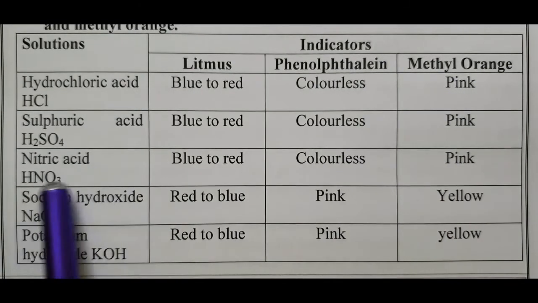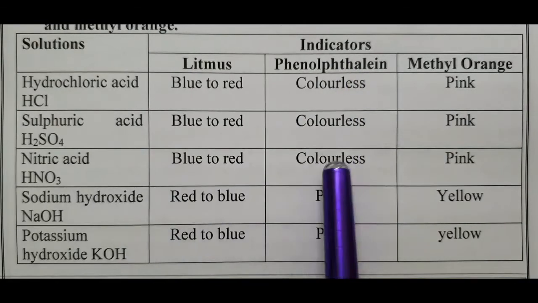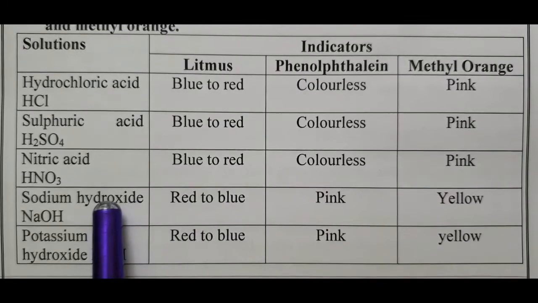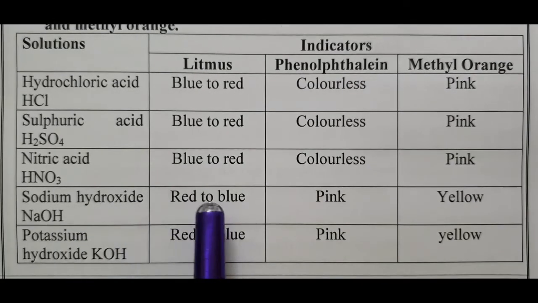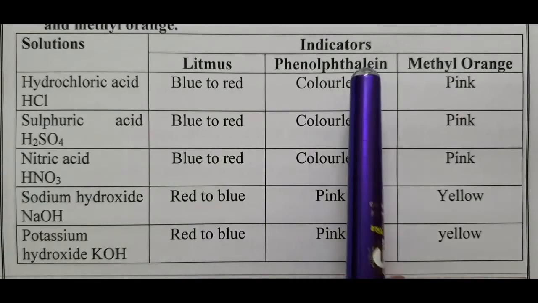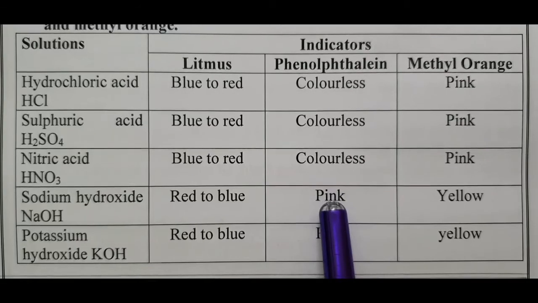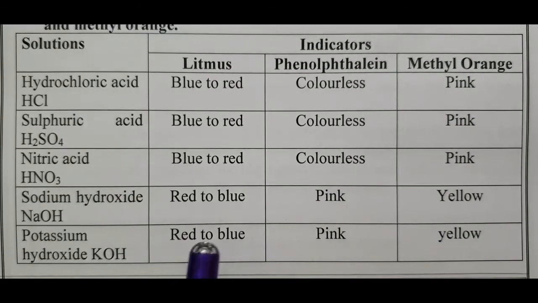Nitric acid, HNO3, turns blue litmus to red. Phenolphthalein in acidic medium is colorless, methyl orange in acidic medium is pink in color. Sodium hydroxide, NaOH, is a base. It turns red litmus into blue, and the color of phenolphthalein in basic medium is pink, and methyl orange in basic medium is yellow in color.